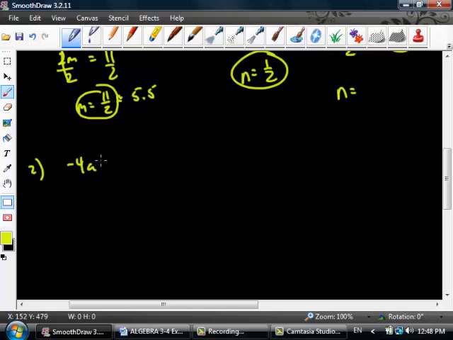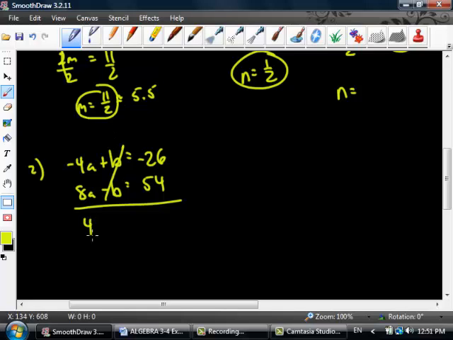Negative 4a plus b equals negative 26. 8a minus b equals 54. Did someone say no? All right, let's do this here. Bam, that goes away. 4a equals 54 minus 26? 28, yes. A equals 7. Raise your hands if you got a equals 7.